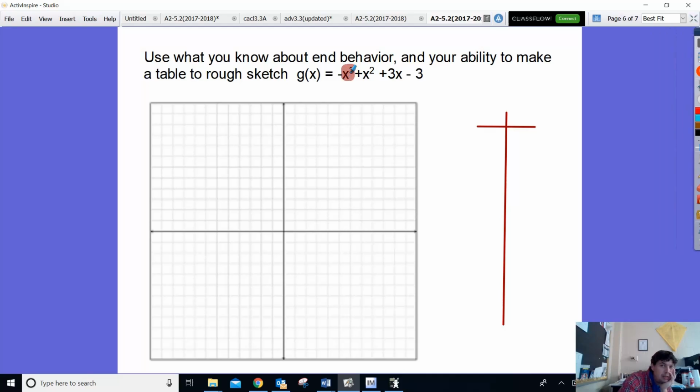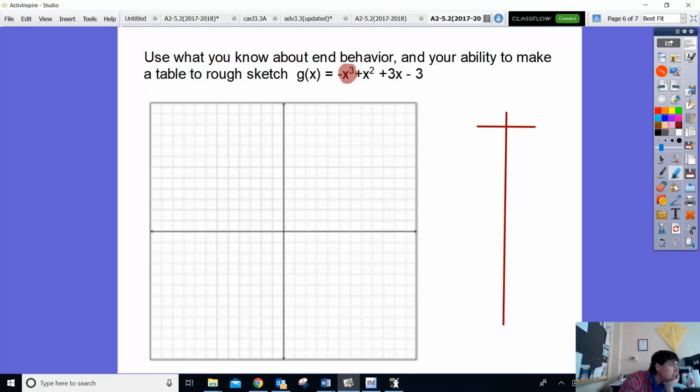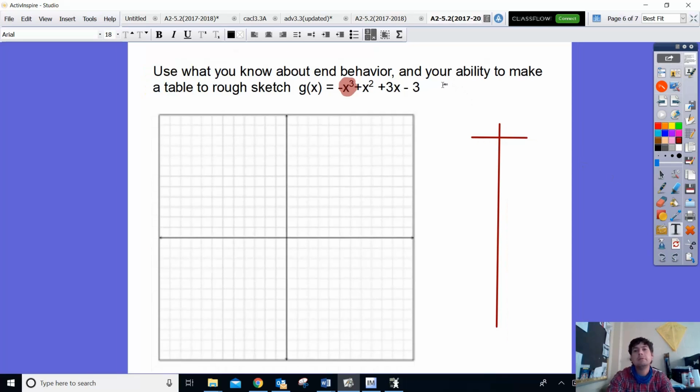The thing that starts it off determines end behavior. End behavior is determined by negative x cubed because it's the highest degree that you see. Not necessarily because it starts it off. I mean, we could rewrite things in the wrong order. But the highest degree you see is negative x cubed. That determines your end behavior.